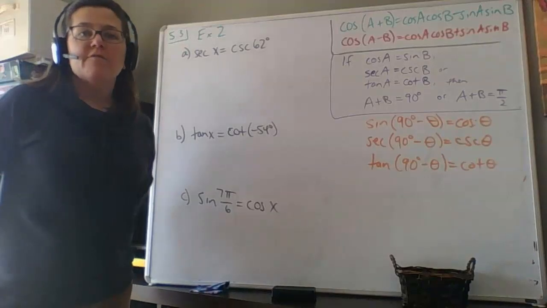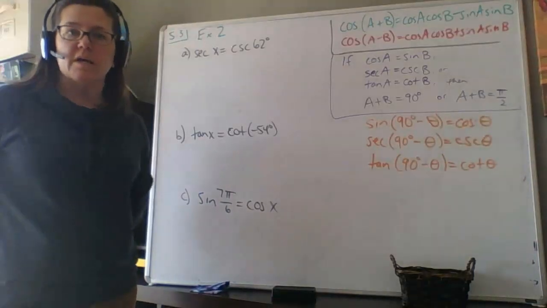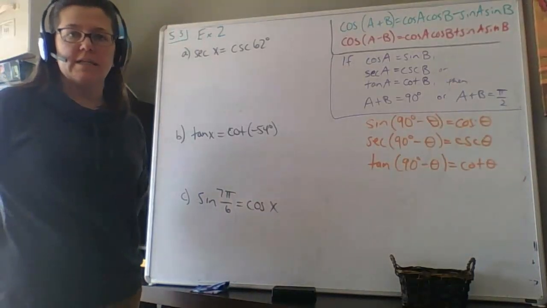Welcome to 5-3 sum and difference identities for cosine. We're going to take a look at cofunction identities.